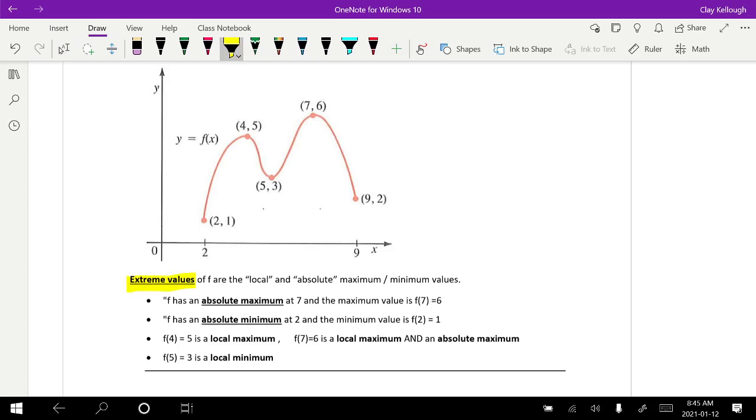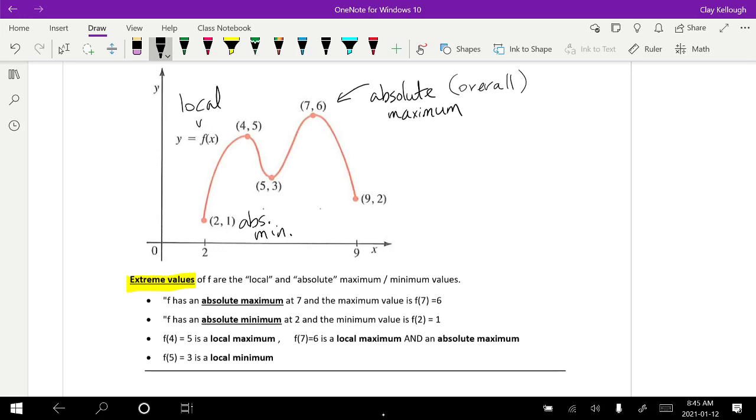So the function f has an absolute maximum at 7. So this here is what we call the absolute maximum of this function, because it is the highest point overall. Absolute kind of means overall. F has an absolute minimum down here. So that's my absolute minimum. When x has a value of 4 in this function, you have what's called a local maximum.